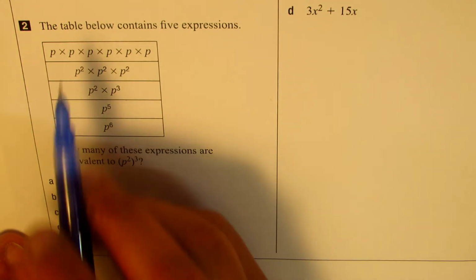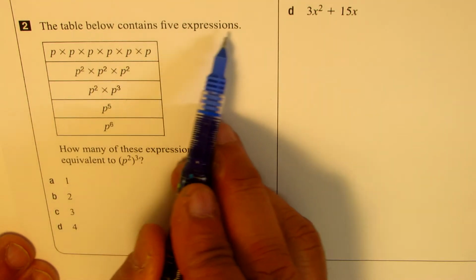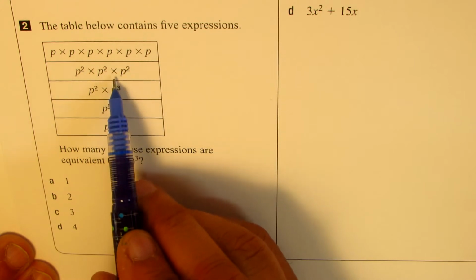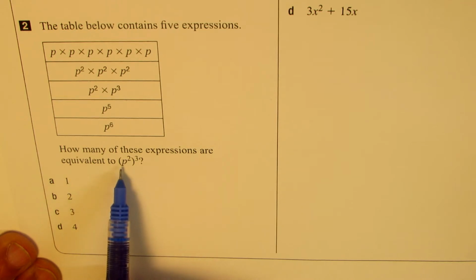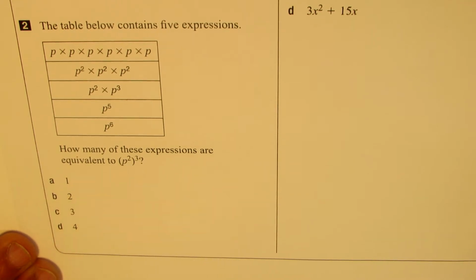Question number 2 here is, the table below contains 5 expressions, right? These are the 5 expressions. How many of these expressions are equivalent to p to the power of 2 to the power of 3?